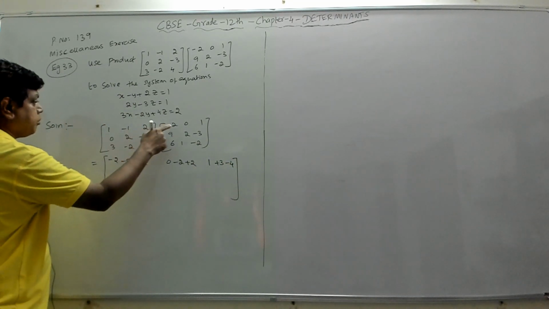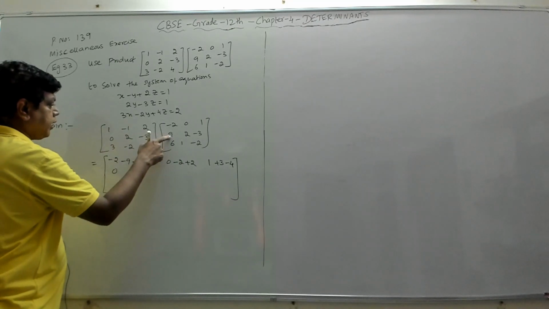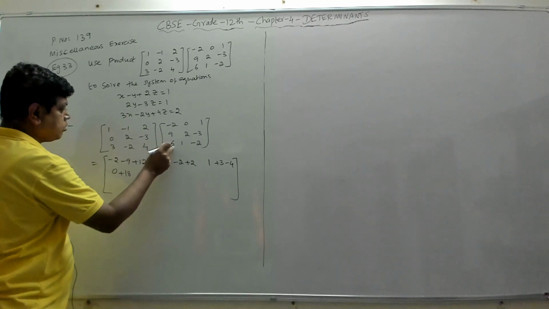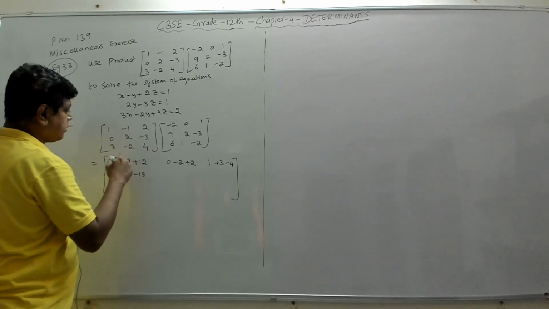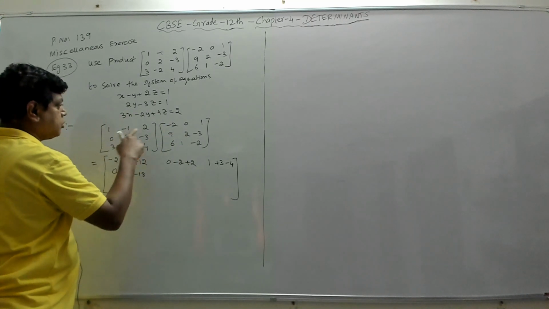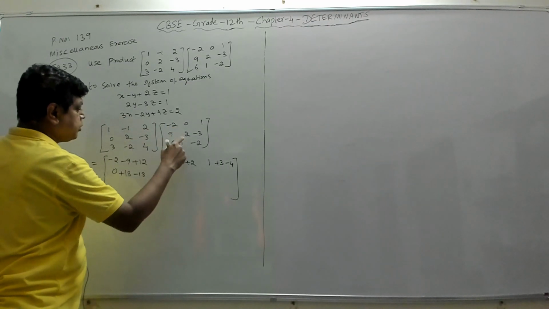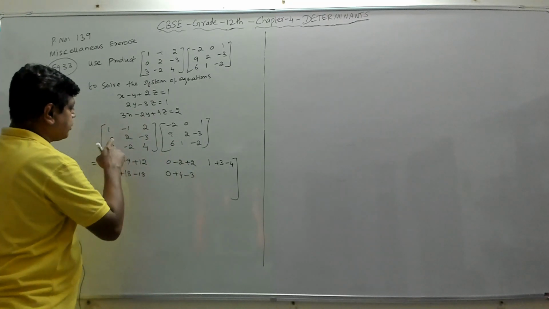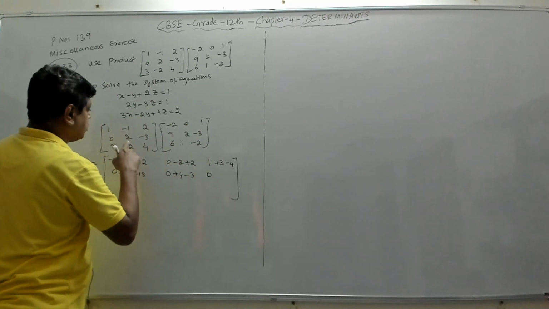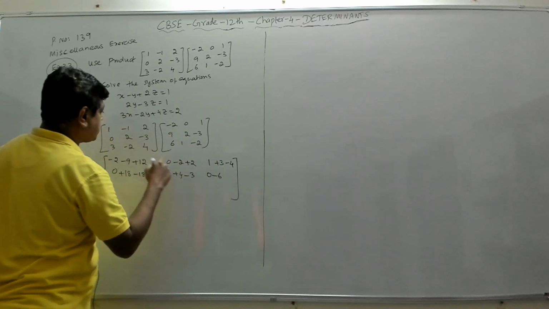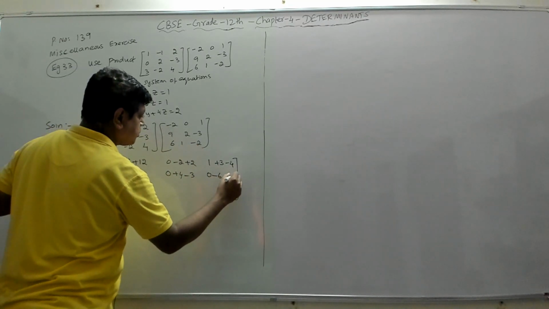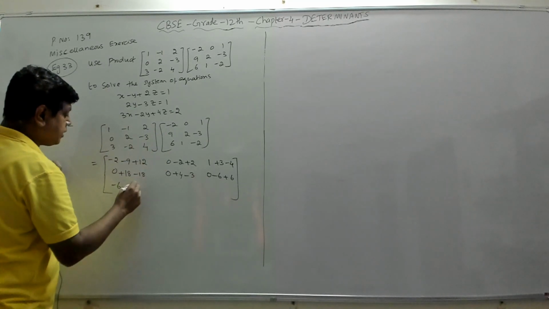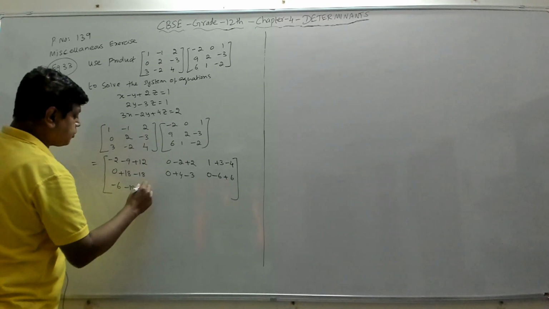Then 0 into minus 2 is 0, 2 into 9 is 18, plus minus 3 into 6 is minus 18. Again second row with second column, 0 into 0 is 0, plus 2 into 2 is 4, minus 3 into 1 is minus 3, then 0 into 1 is 0, plus 2 into minus 3 is minus 6, plus minus 3 into plus 2 is plus 6, then 3 into minus 2 is minus 6, minus 2 into 9 is minus 18, 4 into 6 is 24.